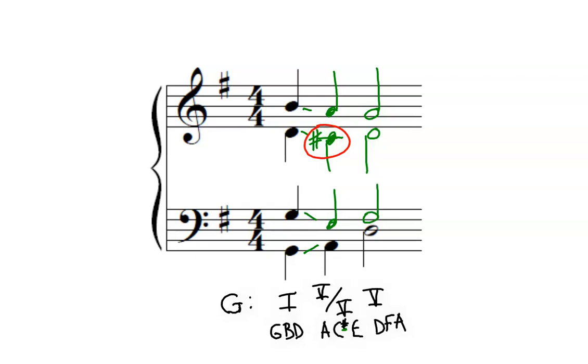Ta-da! Any parallel motion there I need to check? Yeah, parallel sixths between the alto and the tenor, and that's all. So we're safe there. That's how I would voice lead that example, making sure that we resolve the proper tendency tone there with that C sharp.